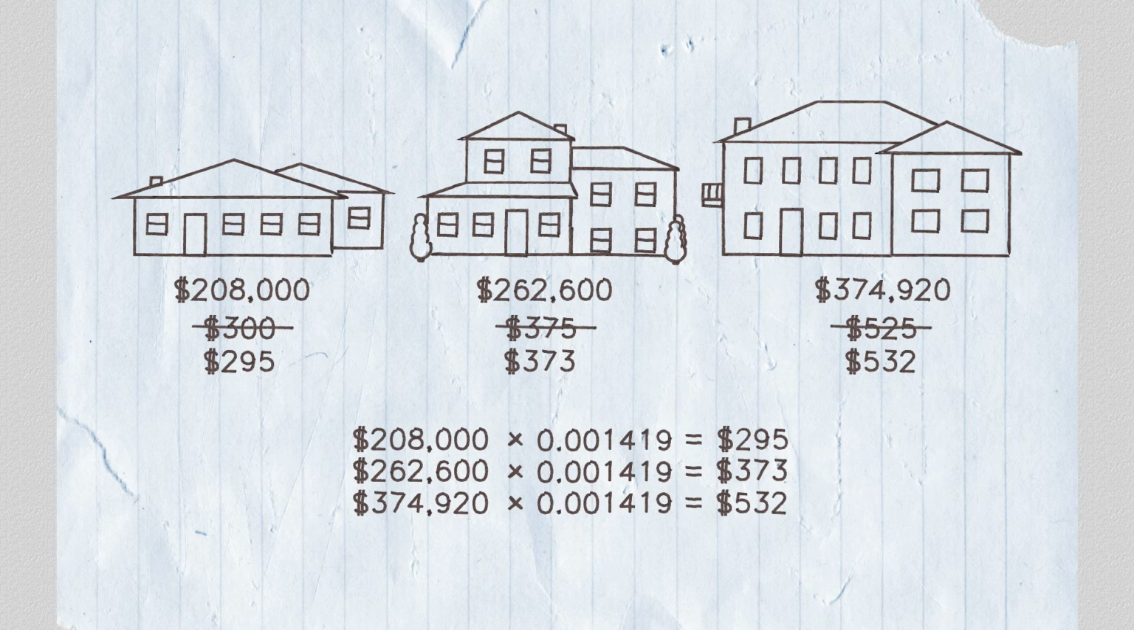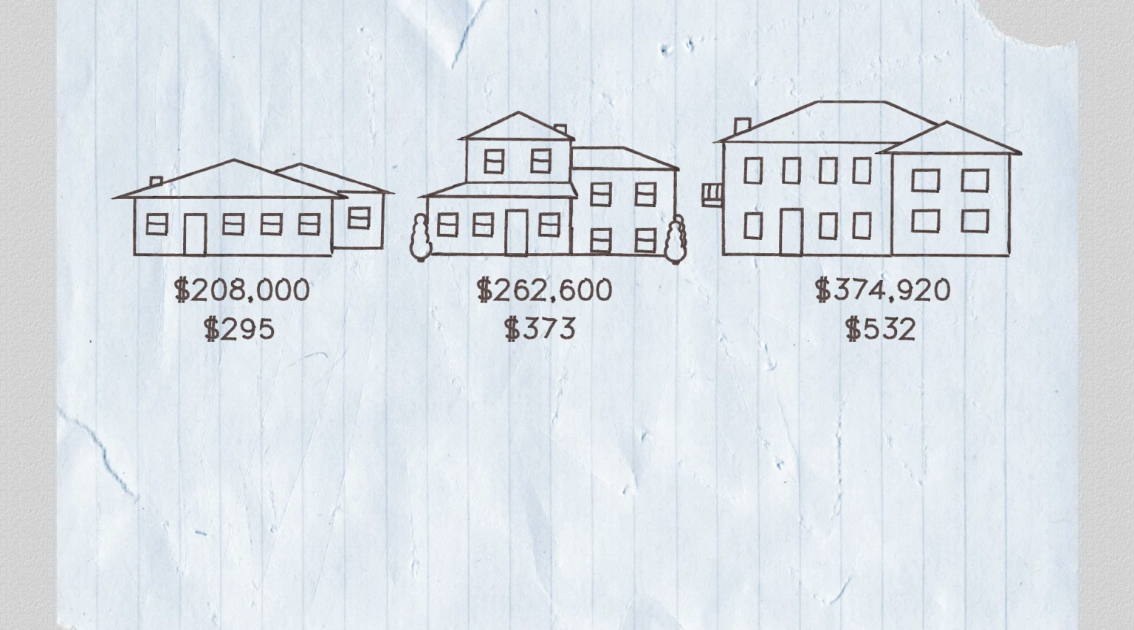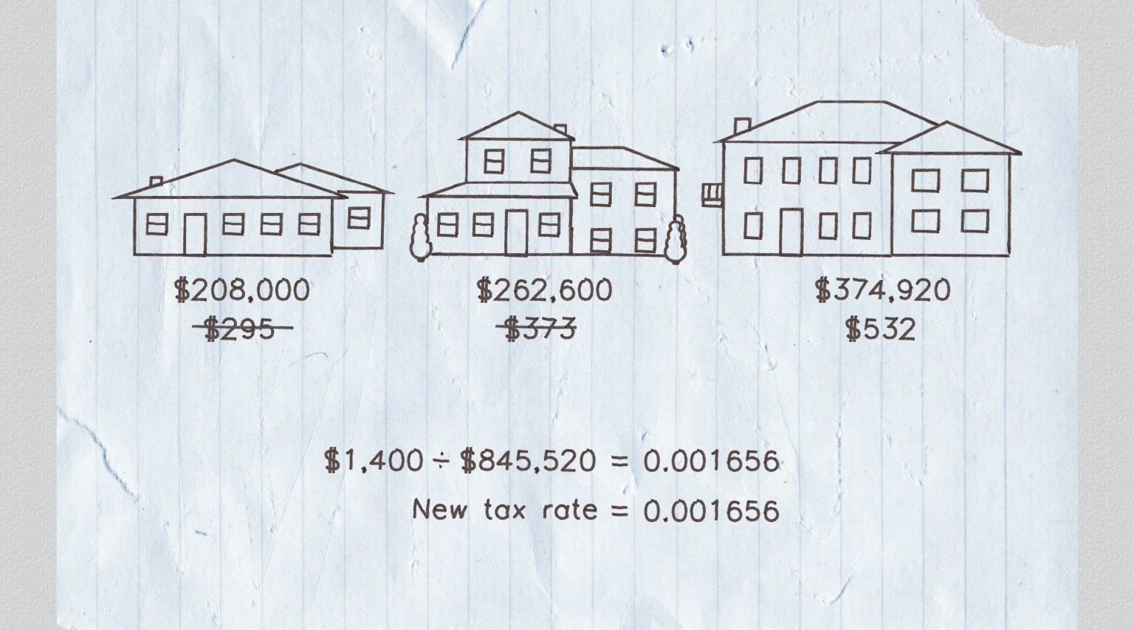What happens if the cost of services goes up? Let's do the math. Services now cost $1,400. The result is a different tax rate. As you can see, an increase in service cost results in a tax increase. This is a hypothetical representation of how the process works.